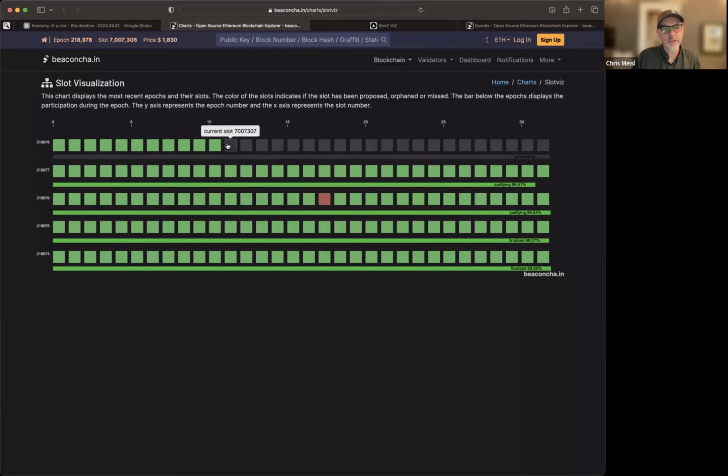And these are each slot coming in. Green means that it was a successful proposal, that means there was good attestation for it. Red would mean that it was missed. And if it's green all the way across, then that's basically an epoch with all slots filled. If you see any red, then there'll be a slot that was missed in that. And then you can see here that this is the current one that's happening.